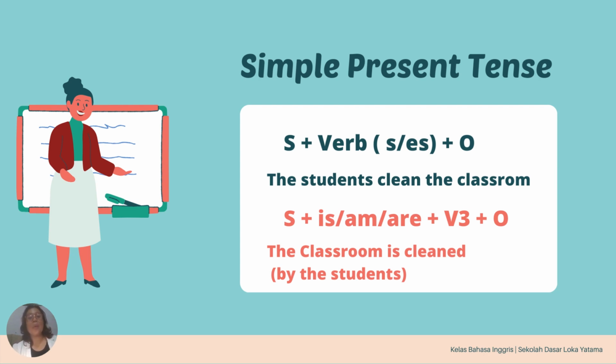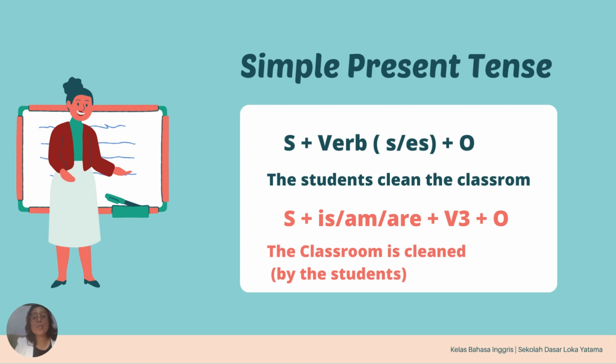In active ones, we use the pattern subject plus verb one or s/es depending on the pronoun, and then the object. Like the students clean the classrooms. So for the passive ones, we will use subject plus is, am, or are plus verb 3 plus object. And remember, the subject here in the passive one is the object of the active one. Like this, the classroom is cleaned by the students.